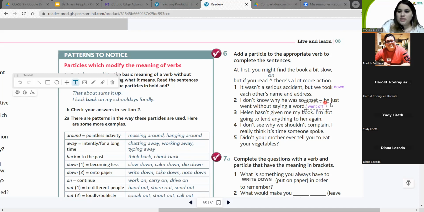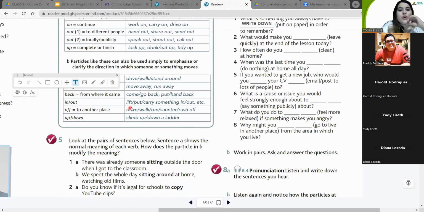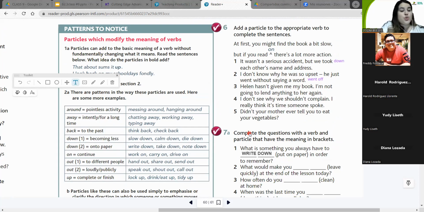I'm going to write the verb and the particle at the end of the sentence so that you can see it. I don't know why he was so upset. He just went off without saying a word. What is the meaning of went off? What does this particle plus the verb go mean, in the past? You went to another place? Yes, he went to another place. Excellent. So he was upset and he just went to another place without saying a word, or he went off without saying a word. Excellent. Very good. Thank you very much, guys.